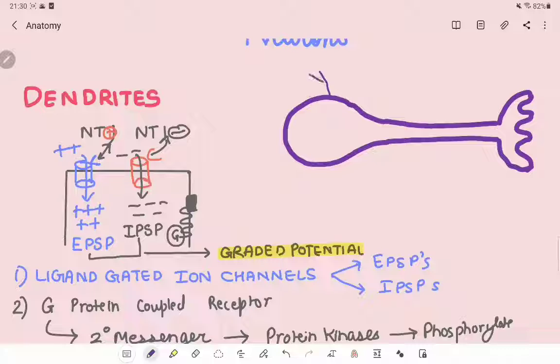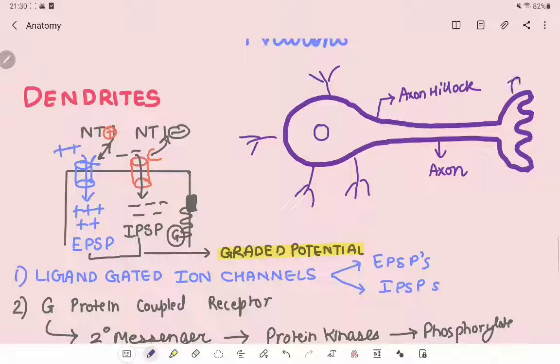First, let us draw these branches. These branches are dendrites of the neuron. This is the soma, cyton, or the cell body. This is the axon hillock. This is the axon, and this is the axon terminal. These are the dendrites. So this is the basic structure of a neuron.